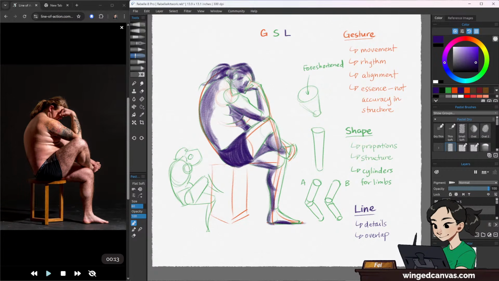So yeah, you can see you can just do direct shading without any lines on top, and it starts to look pretty good, right? Once everything is in place, you can really get away with a lot of stuff by just working in this way, working with the GSL method, doing one thing at a time instead of trying to do everything all at once.